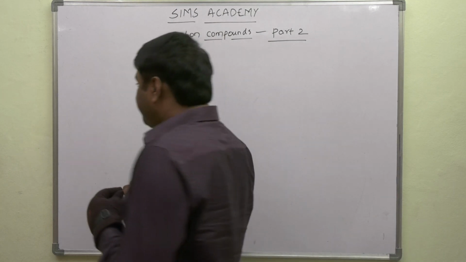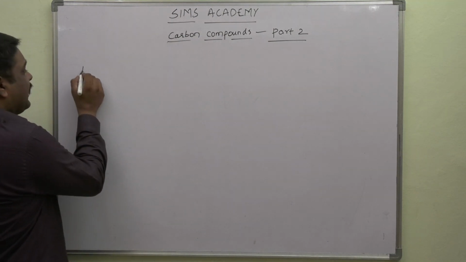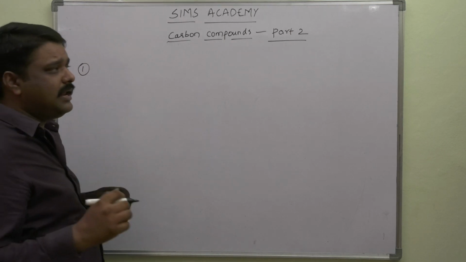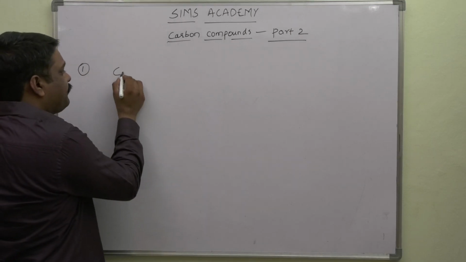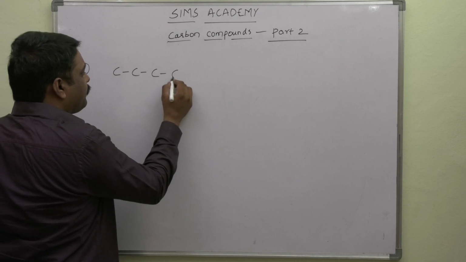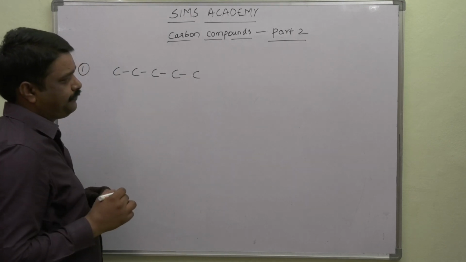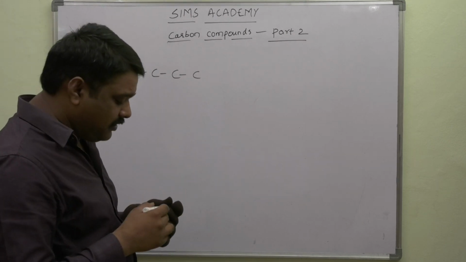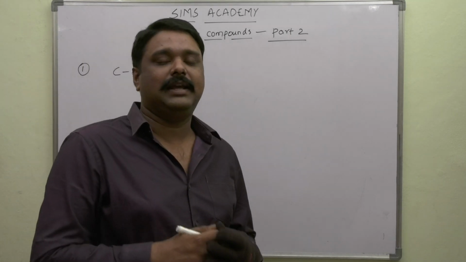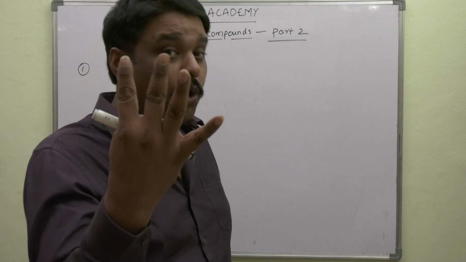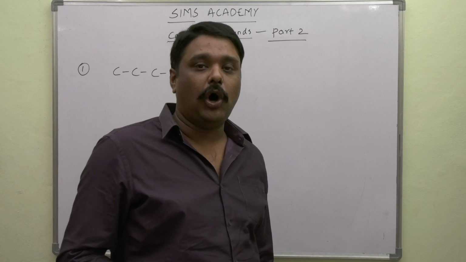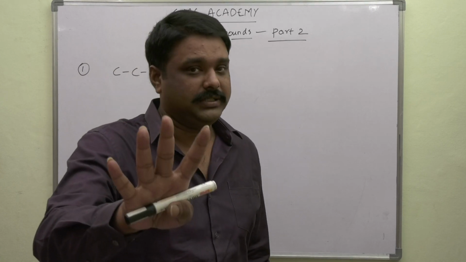Okay, now first let us take a simple carbon chain. Always we have to remember one thing, that carbon valency is 4. It always forms 4 bonds.